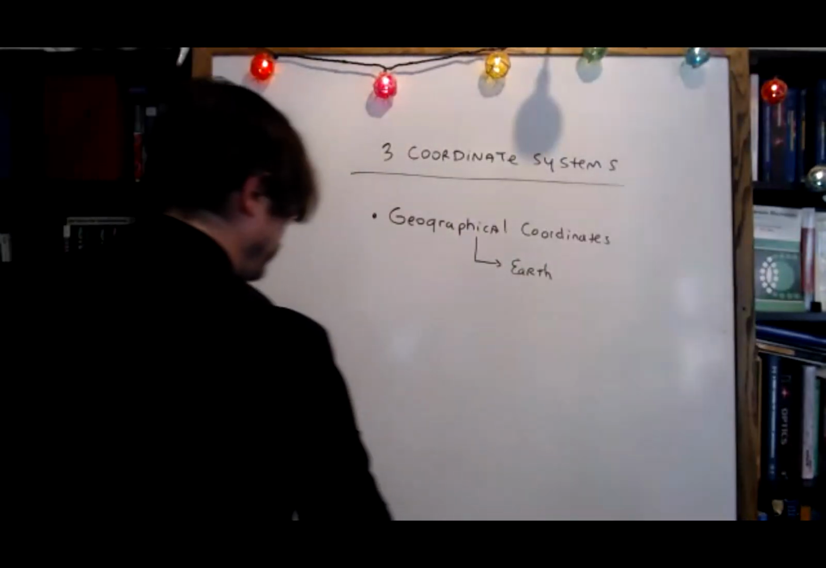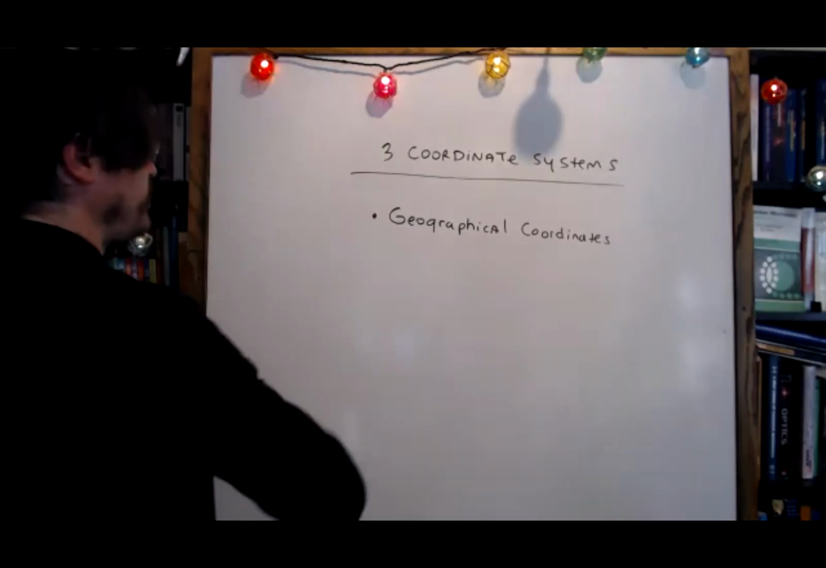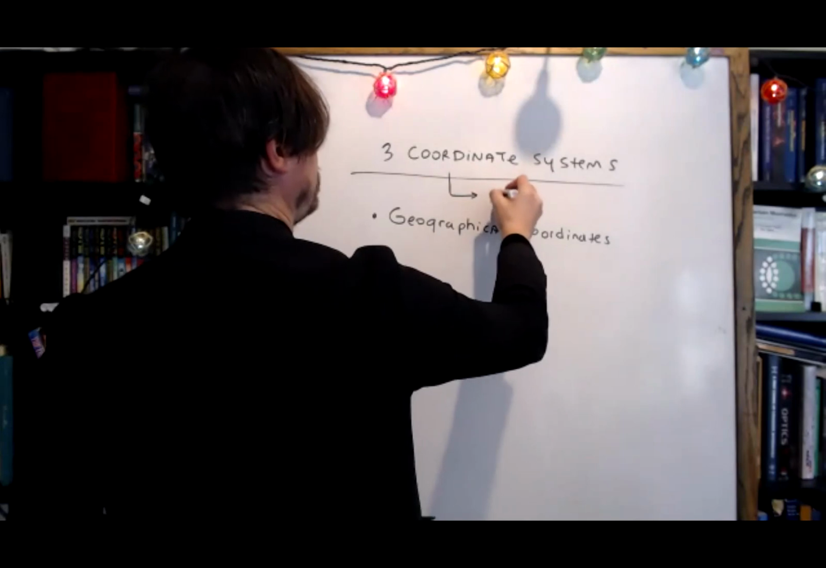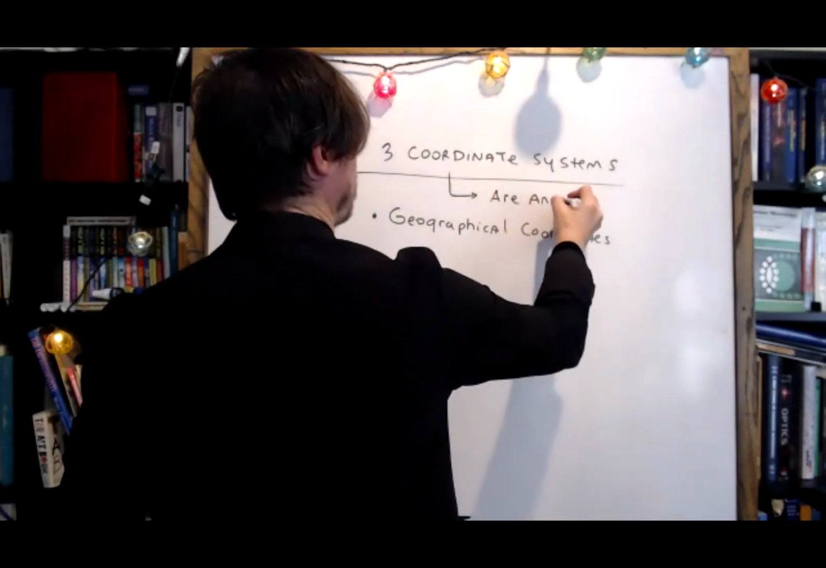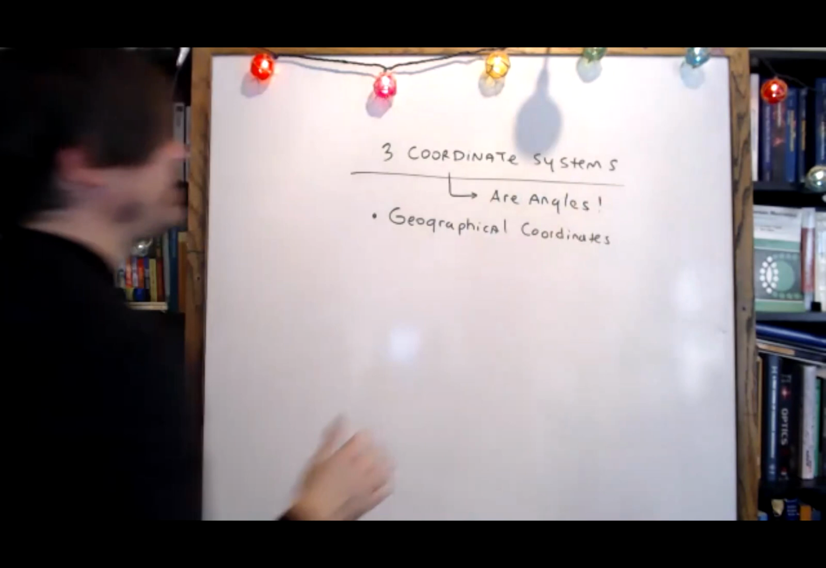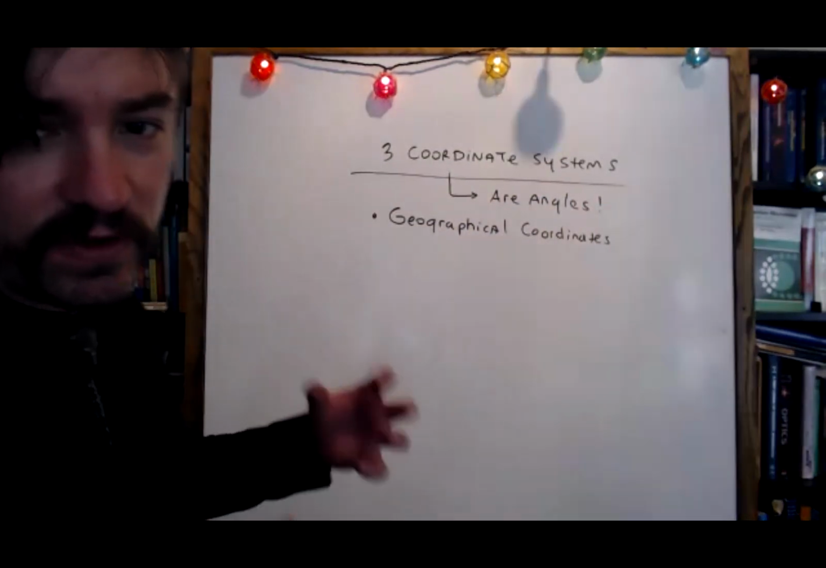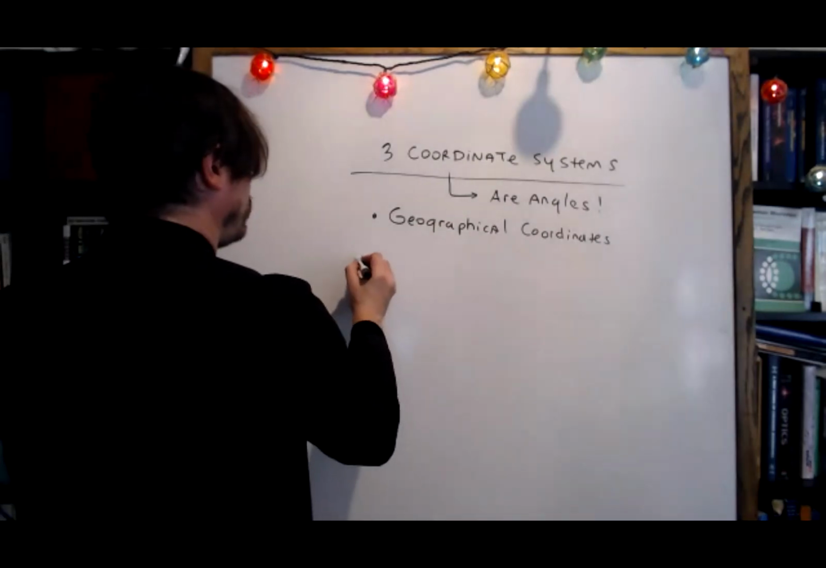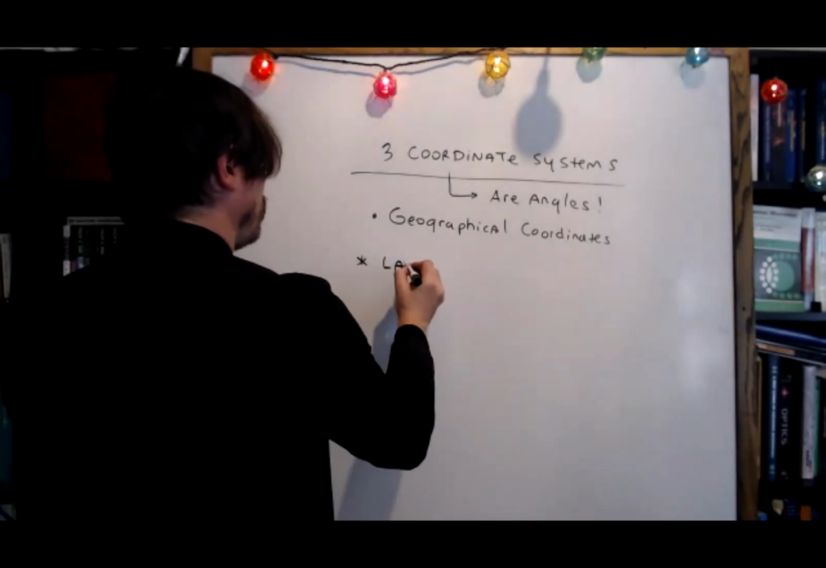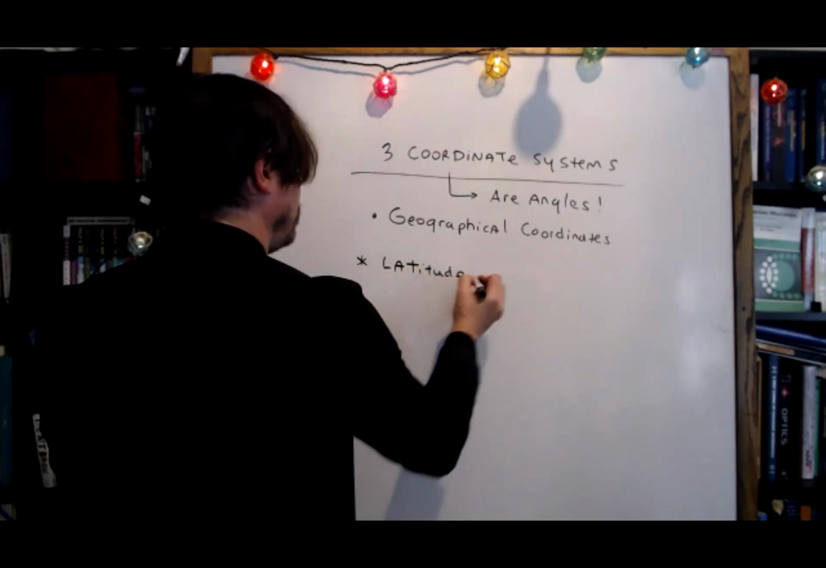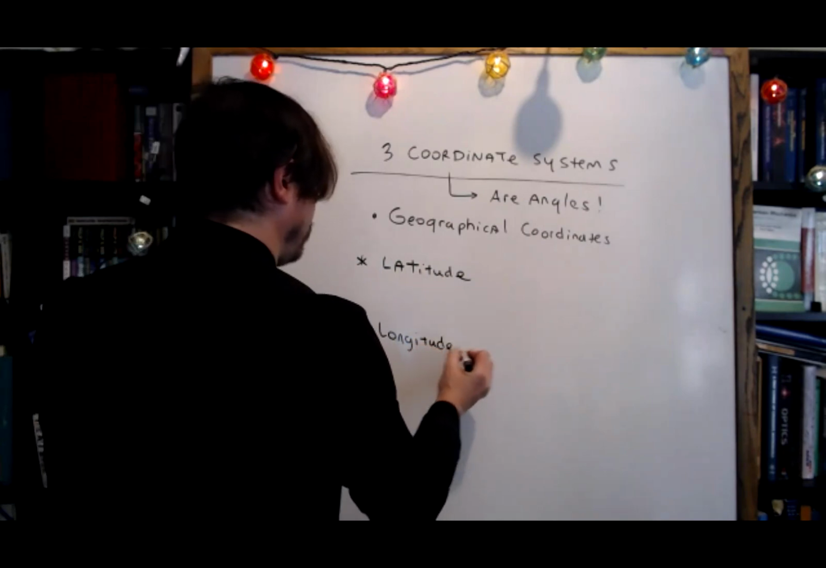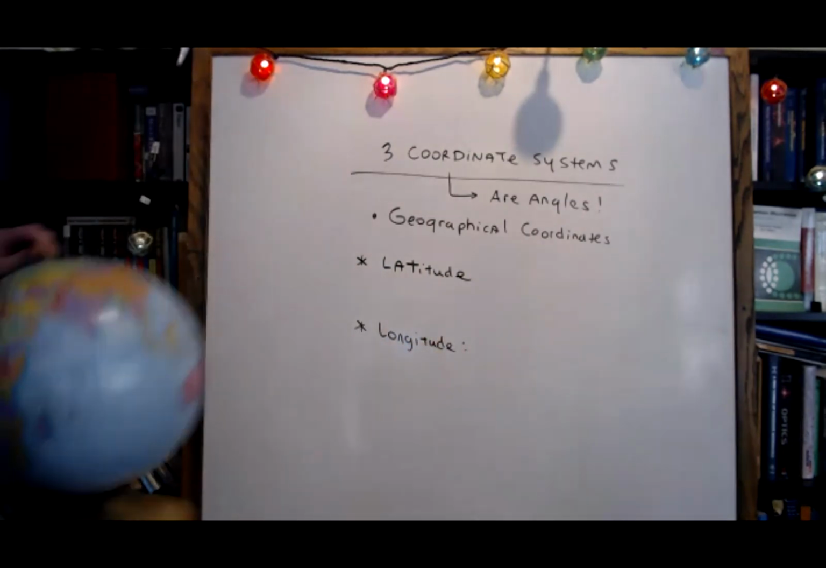Geographical coordinates. They help you find your place on Earth. Let's remember that all these coordinate systems, take a note here, are angles. So everything we've done is going to tie in here. You've learned about angles so that you can understand these coordinates. Geographical coordinates use 2 angles, one called latitude and the other called longitude. And the goal is to help us locate ourselves on this rotating, spinning ball we call Earth.